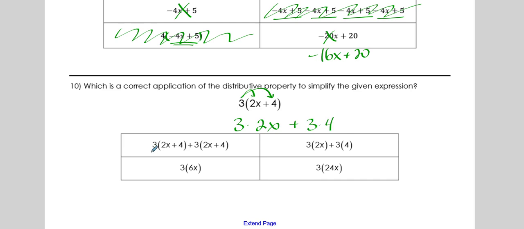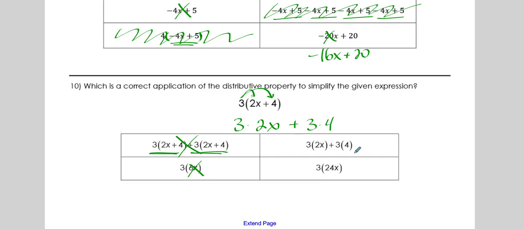The first one's showing the original expression plus another one of those original expressions. It just wrote it twice. That's not the same thing. Second one looks like by accident they put these two together. 2x plus 4 became 6x, but that can't happen. Those aren't like terms. We're not allowed to put those together.